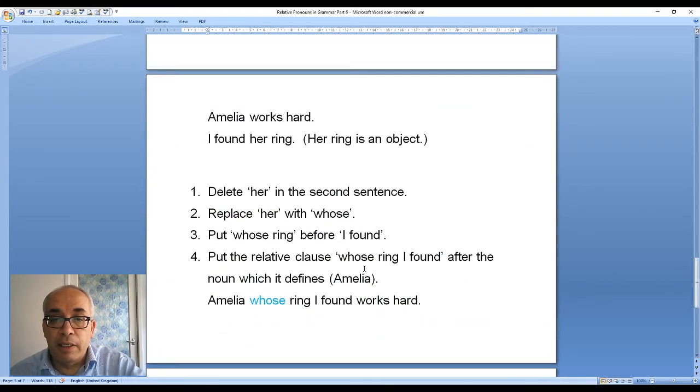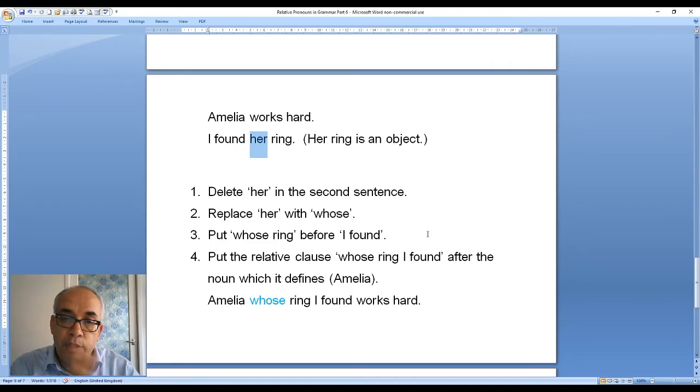This is the grammatical rule. Delete her in the second sentence. Cross it out. Delete her. Replace her with whose. So I cross out her. I write whose over it. Put whose ring before I found, and then I move whose ring and I put it before I found. Put the relative clause whose ring I found.